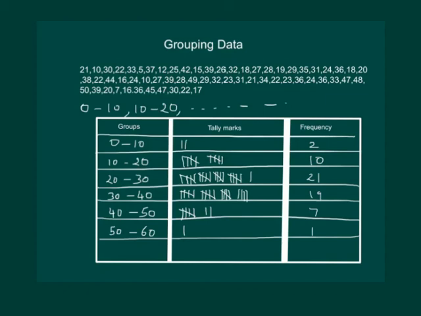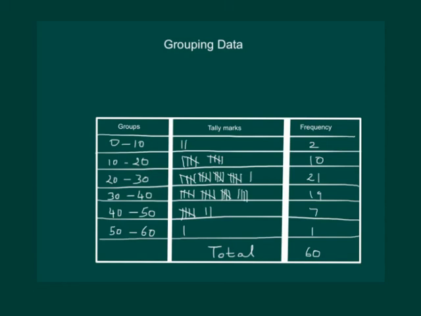Let us take out the total of the frequency. Then the total will come out to be 60, and that implies that we have not missed any entry from the data. Note that such a table is called a grouped frequency distribution table.